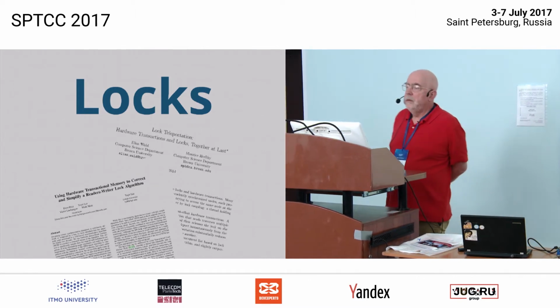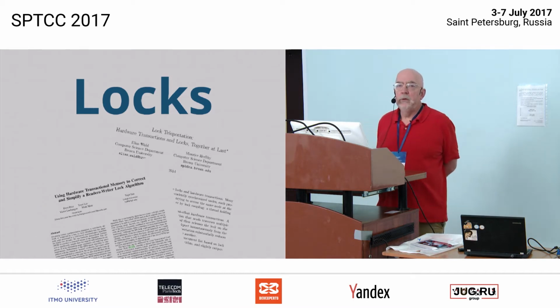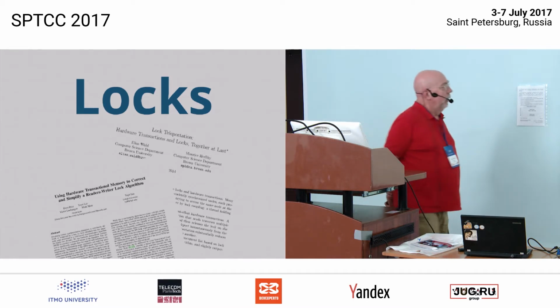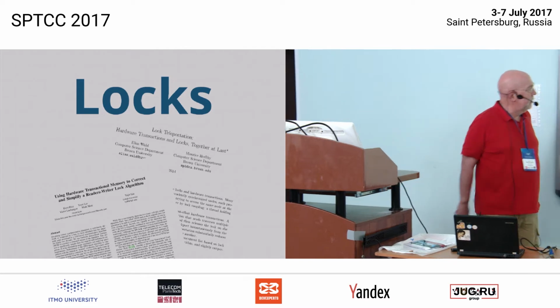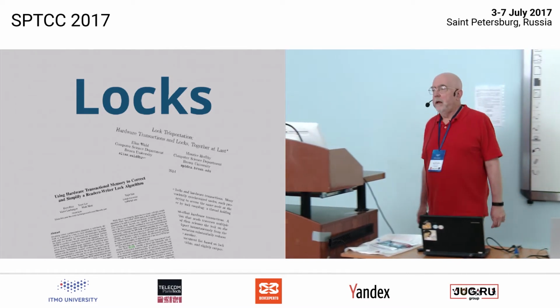Other issues, so that's mostly programming language issues. I'm going to close with a brief survey of other research areas where people have applied transactional memory to various issues. One of them is locks. This is the lock teleportation that I showed you earlier.